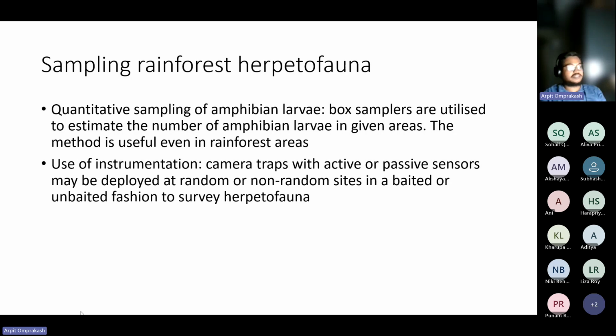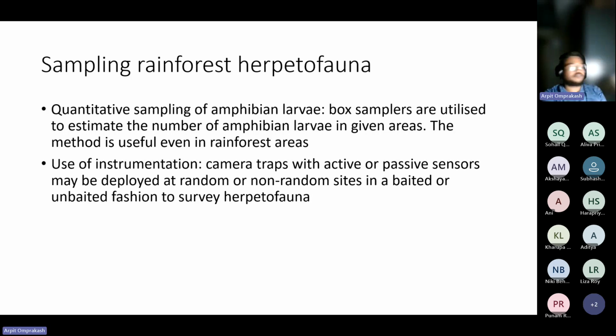The next method is using instrumentation such as camera traps or active and passive sensors, which can be deployed in different areas with or without baits. So let's say you're camera trapping for a tiger. It might not be very easy to see the tiger. So what you do is you leave out some meat or you tie a goat near the camera trap. So if the tiger comes and eats the goat, you get a photo.